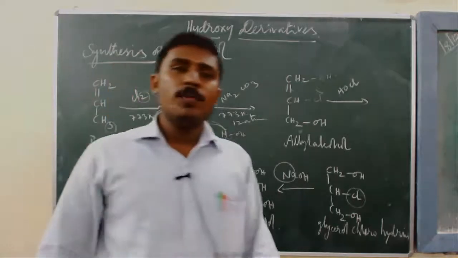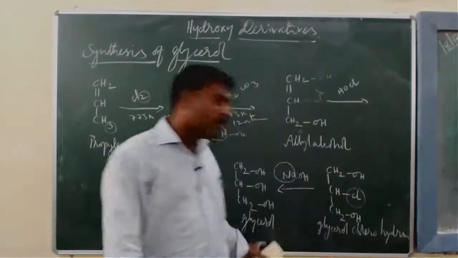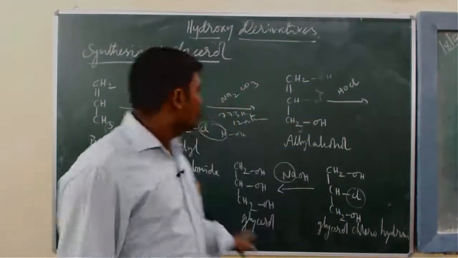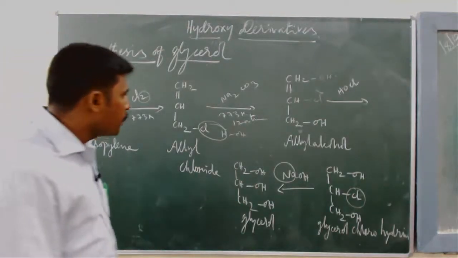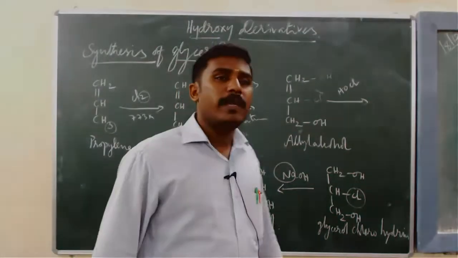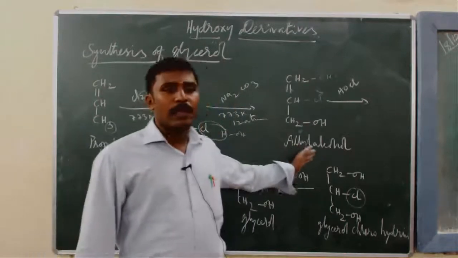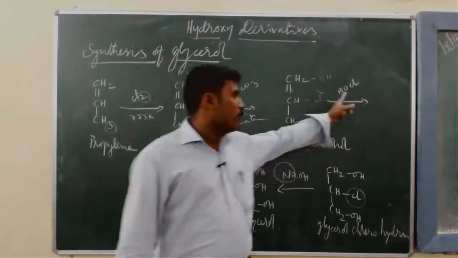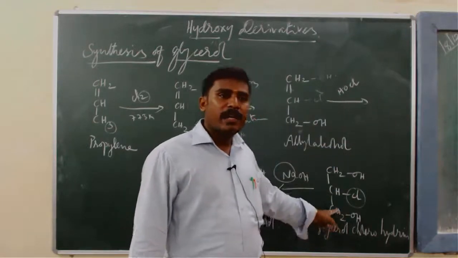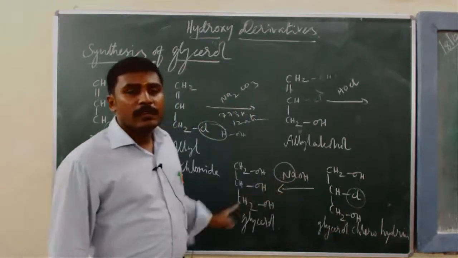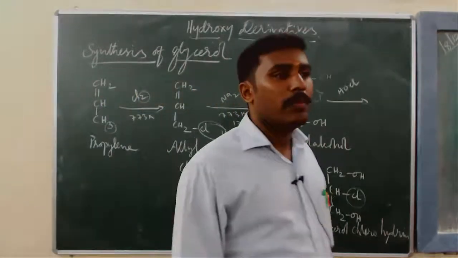Clear? So how to synthesize glycerol: we can prepare glycerol from propylene. Propylene reacts with chlorine at 773 Kelvin to form allyl chloride. To allyl chloride we add sodium carbonate at 773 Kelvin and 12 atmospheric pressure, and we get allyl alcohol. Then allyl alcohol reacts with hypochlorous acid to give glycerol chlorohydrin. Then glycerol chlorohydrin reacts with sodium hydroxide, and we can easily get glycerol. Very important 3-mark question, and they also ask problems on this part. Clear?